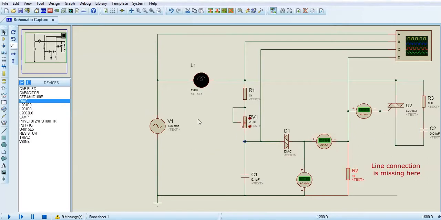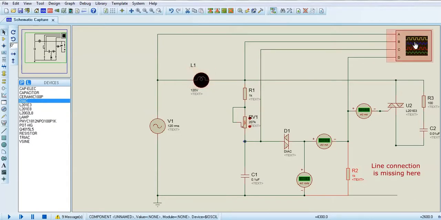So what we are expecting now when we run the simulation is that when I increase the value of the resistance, the lamp's light intensity will go down, and vice versa. If we reduce the resistance, we will see that the light intensity is going up.